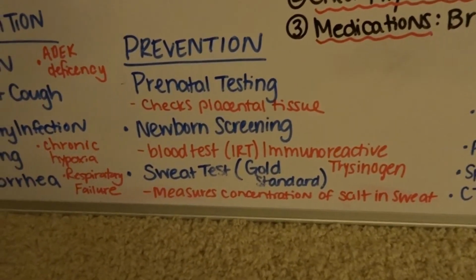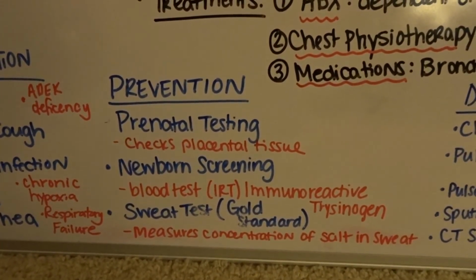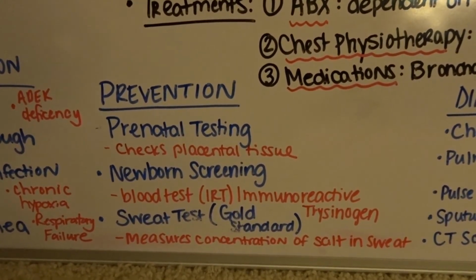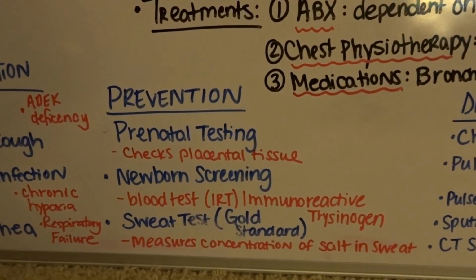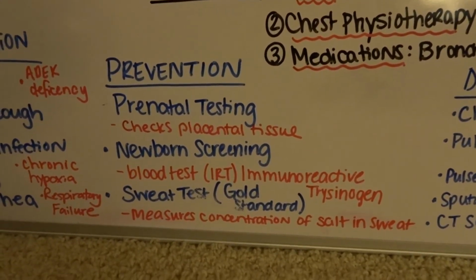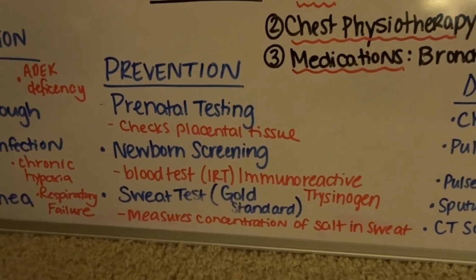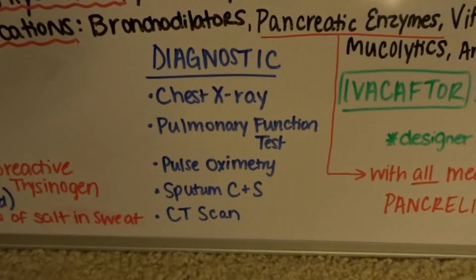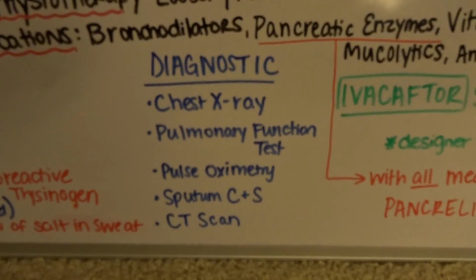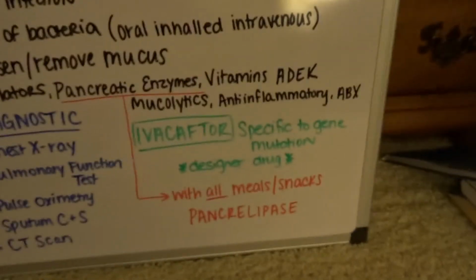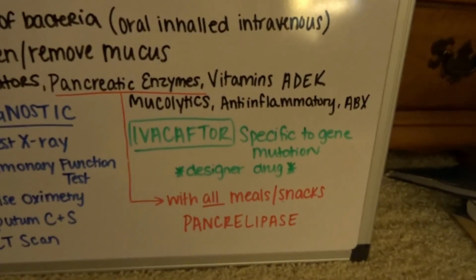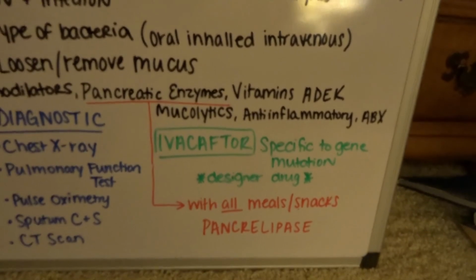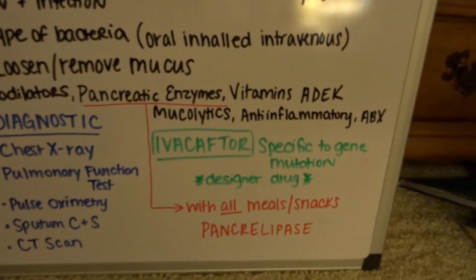Our preventions: they do prenatal testing, which checks placental tissue. They do a newborn screening to check for immunoreactive trypsinogen, or the IRT, and the gold standard would be the sweat test, which measures the concentration of salt in the sweat. Diagnostics are going to be a chest x-ray, pulmonary function test, pulse oximetry, sputum culture and sensitivity, and a CT scan. And just be aware that there are also other medications that are specific to gene mutation called designer drugs, and this is an example of one of those that they use for cystic fibrosis.